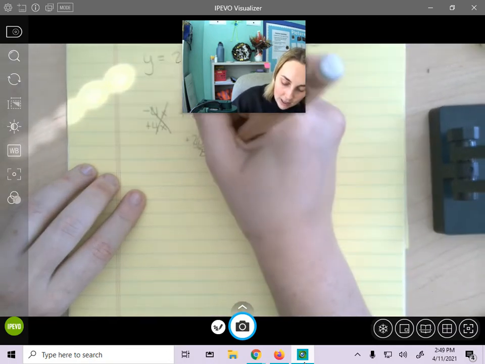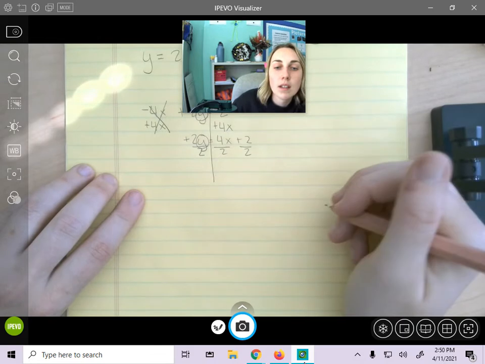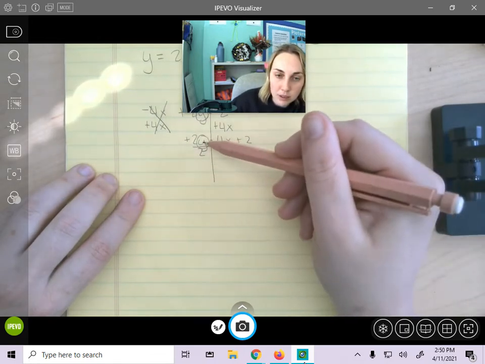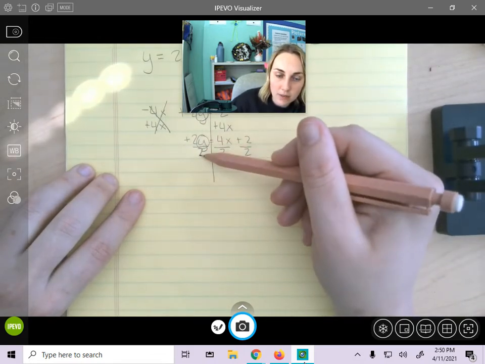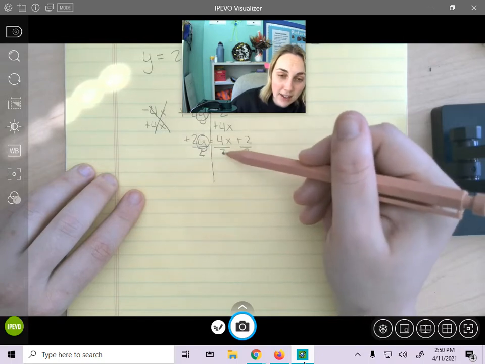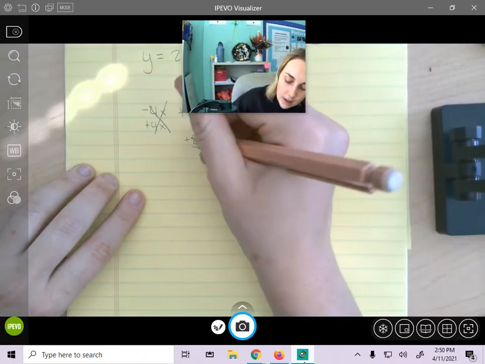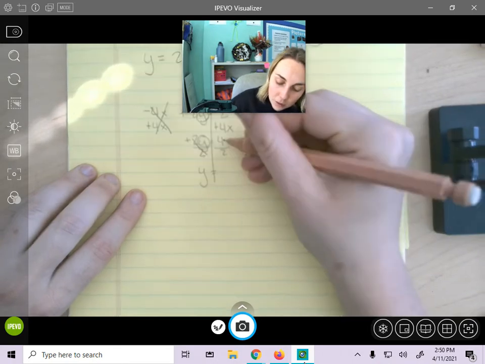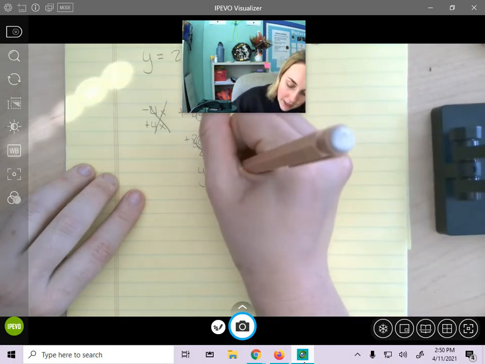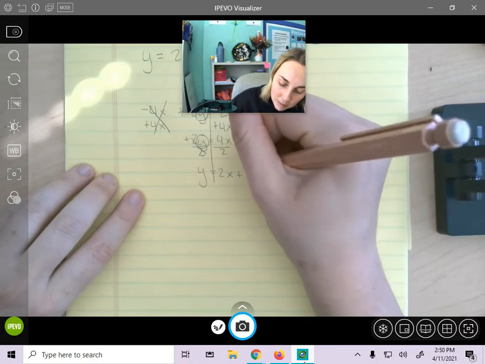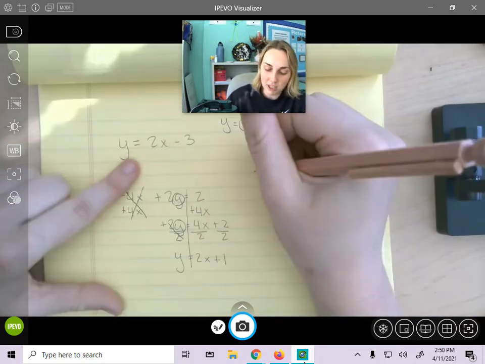And now, I still need to get y by itself, so the last step is to divide everything by 2, because 2 is multiplied by y, the opposite of multiplication is division. Whatever I do on one side, I have to do it to everything on the other side of the equal sign as well. So I'll bring down this y. 4 divided by 2 is going to be 2x. 2 divided by 2 is going to give me plus 1.